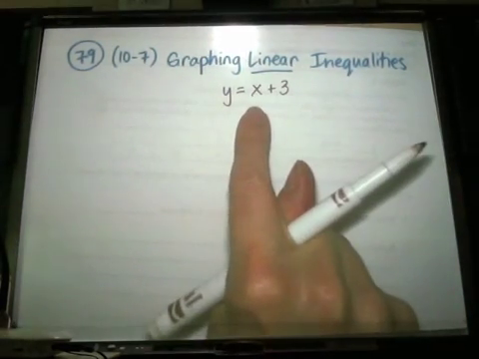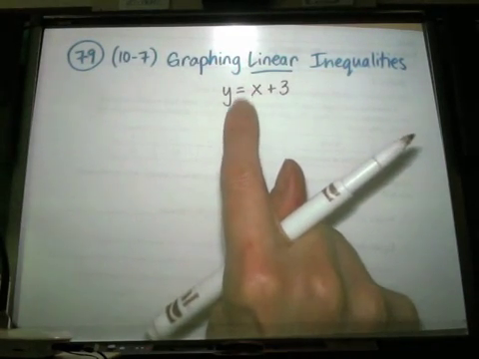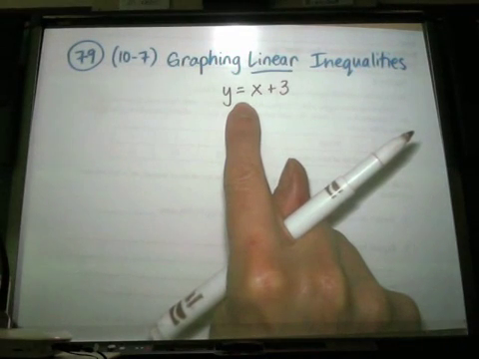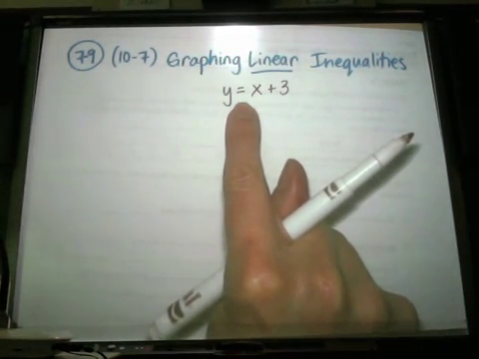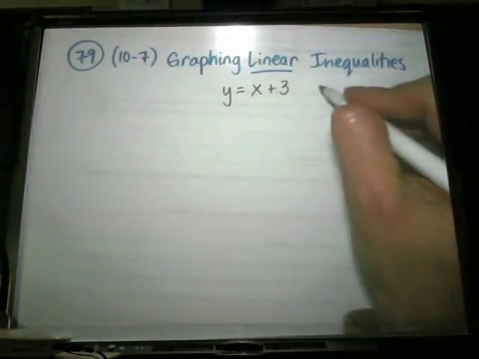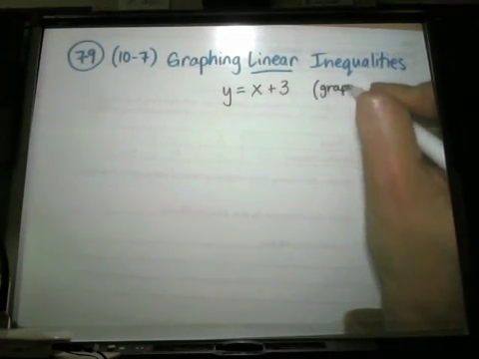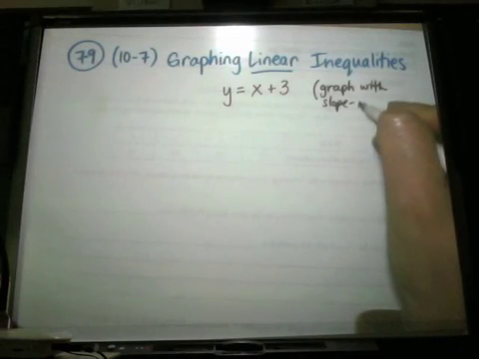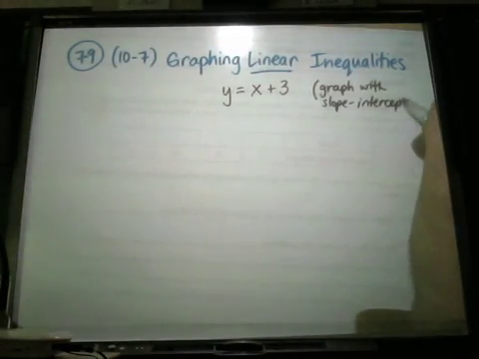Can somebody tell me how we would have graphed this when it had an equal sign? This is obviously not an inequality, but an equation. How did we graph these? Izzy, one way. Okay, one way is to do slope-intercept form. So you can graph with slope-intercept form. What was the other way?